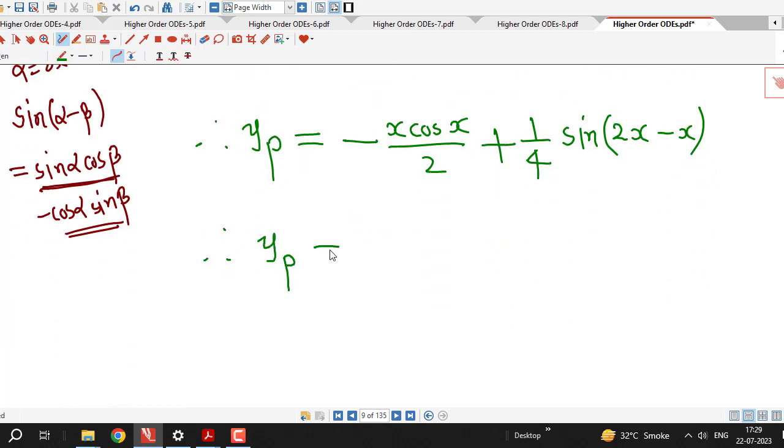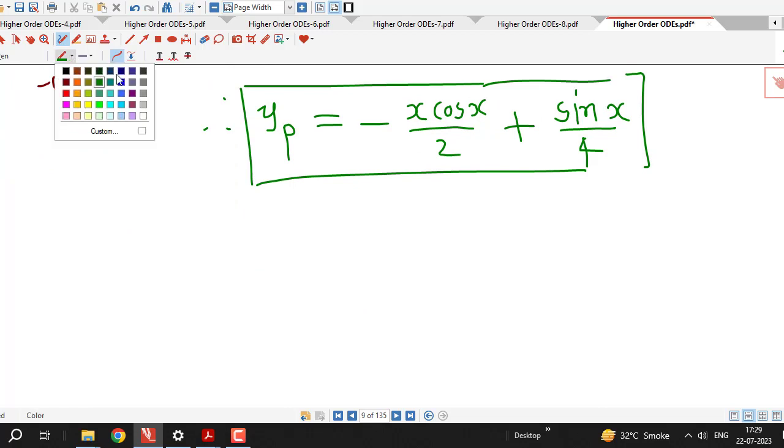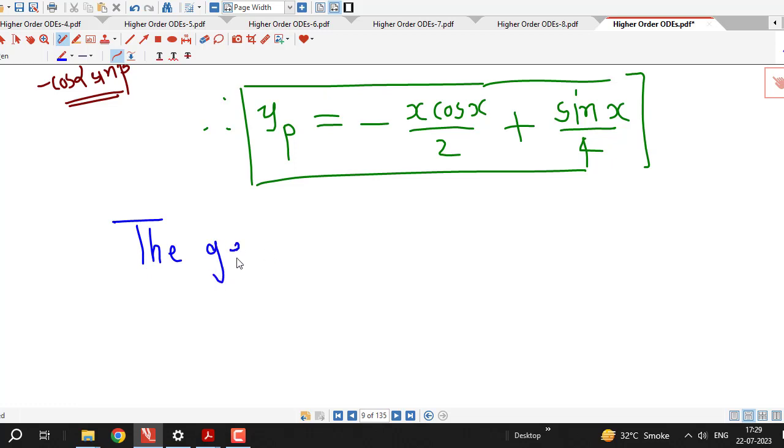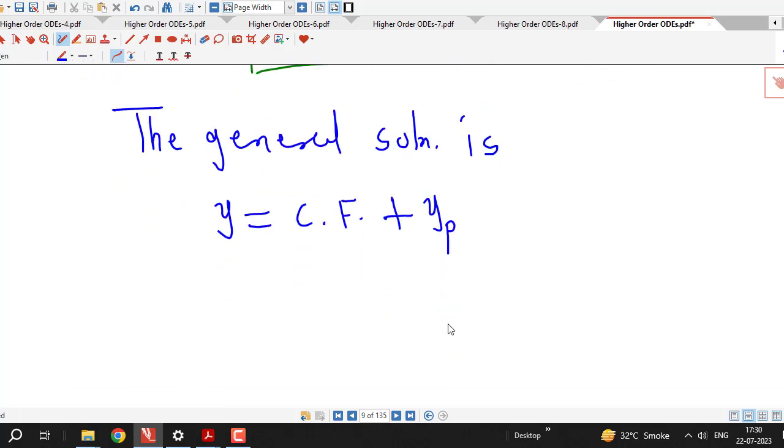Therefore yp equals minus x cos x divided by 2, sin 2x minus x, that is sin x divided by 4. So this is the most simplified form for the particular integral of the given equation. And once we obtain the particular integral, we have to write down the general solution by taking the addition of the complementary function and particular integral. y equals CF plus particular solution, which we have denoted by yp.